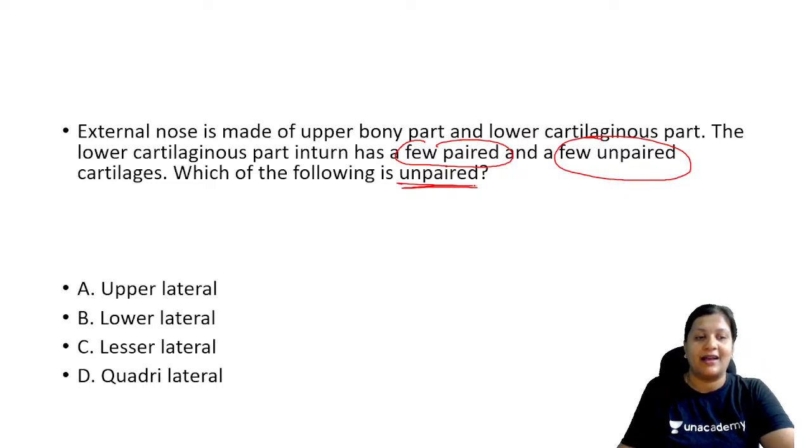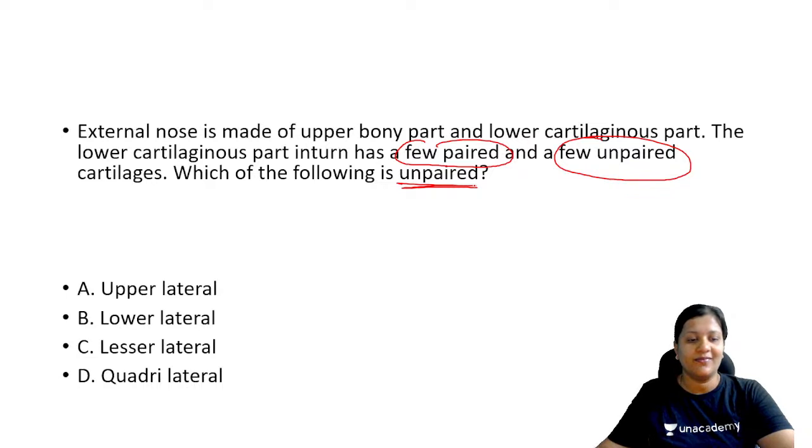Okay, so I'm getting the answers. Satisha says quadrilateral. Medico says CC. What is CC? I didn't understand. Ayan Das also says D.